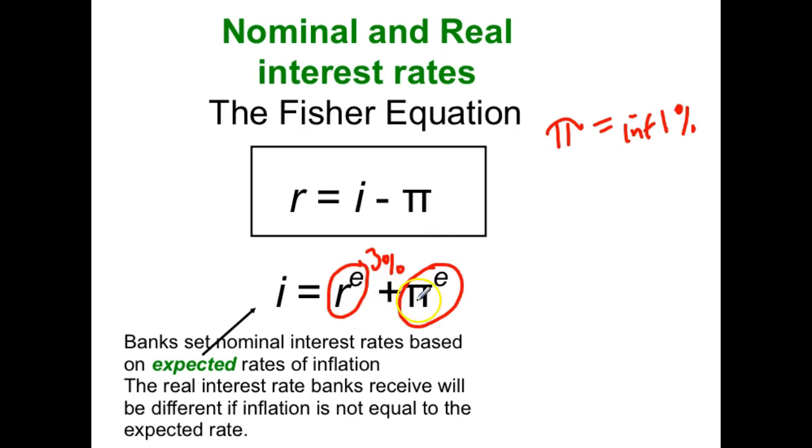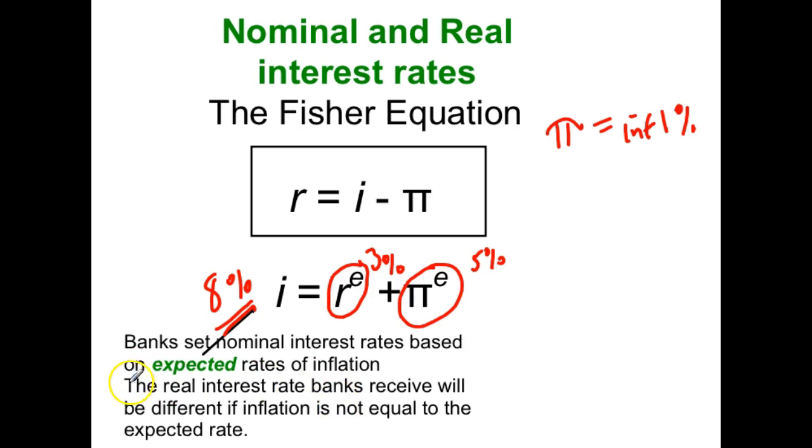So I want 3%, and it looks like right now inflation is probably going to be about 5% over the next year. So when someone comes to the bank to borrow money, I say, okay, well, I want 3%, there's going to be inflation of 5%, so I'm going to charge you 8%. That's how nominal interest rates are set. Banks calculate their expected minimum return, they estimate the inflation rate, and they set the nominal rate. So that's where we get the nominal rate from.